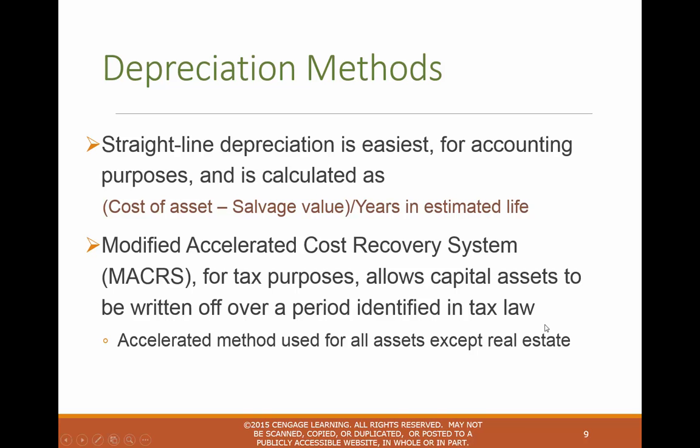So MACRS is what we're using. It's premised on double declining balance. It allows capital assets to be written off over a period identified in tax law. We're going to look at tables. They're going to tell us how long you get to write off a horse versus a tractor versus a piece of research and development equipment. We use this accelerated method for everything other than real estate. Real estate does not use accelerated. They use straight line, but the tables are all there.